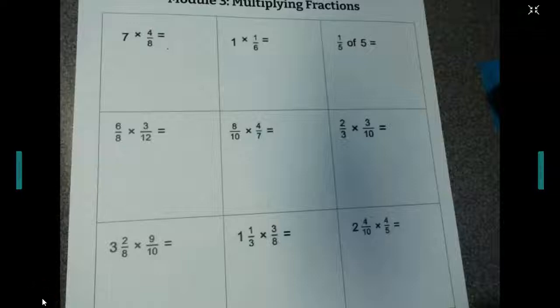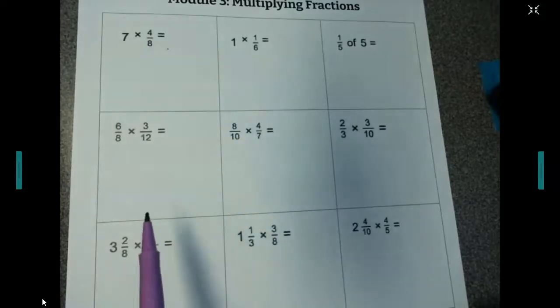Okay, this is the third lesson of Module 3. We're going to be multiplying fractions, and we have a wide variety of fractions on here. We're taking whole numbers by normal fractions. We're doing a normal fraction by a normal fraction. We have mixed numbers on here. We have all of it together.